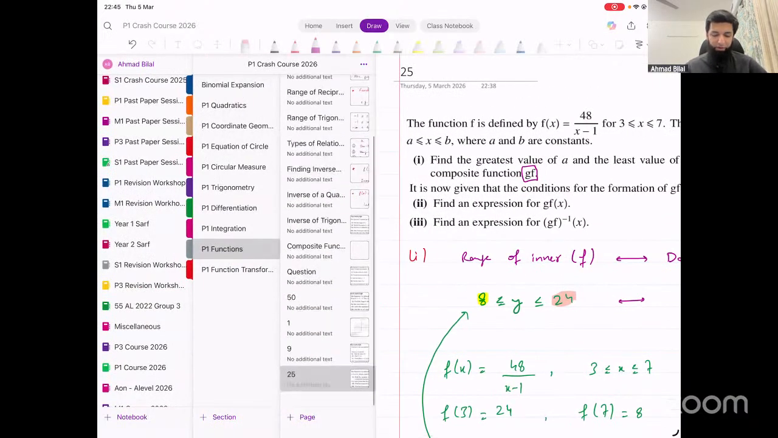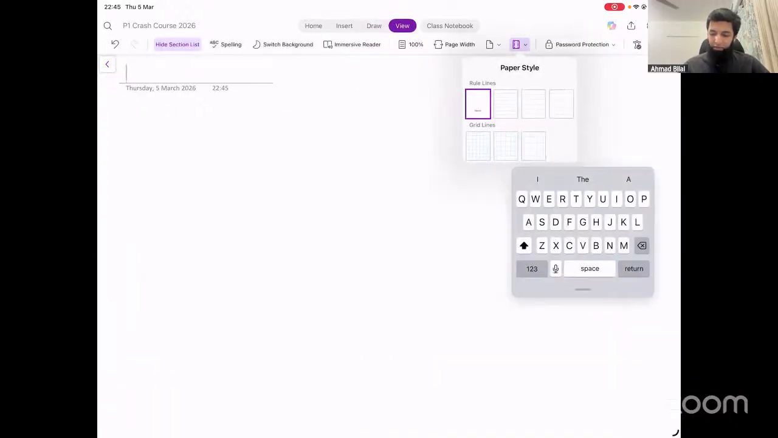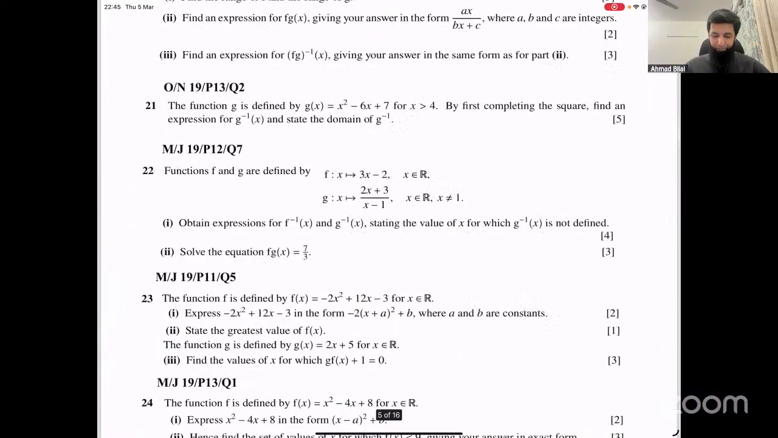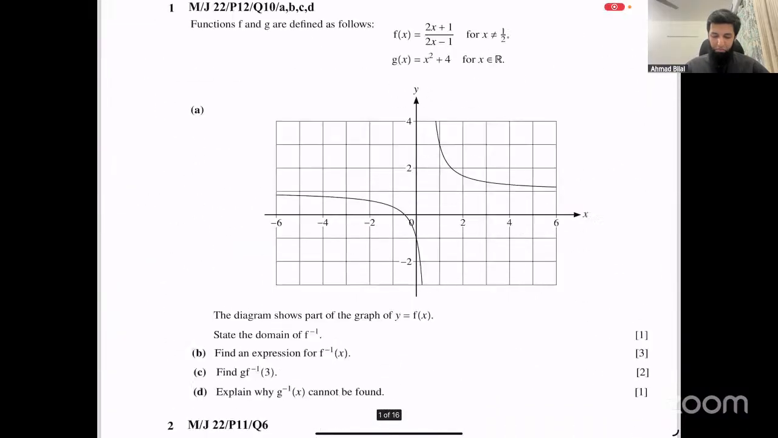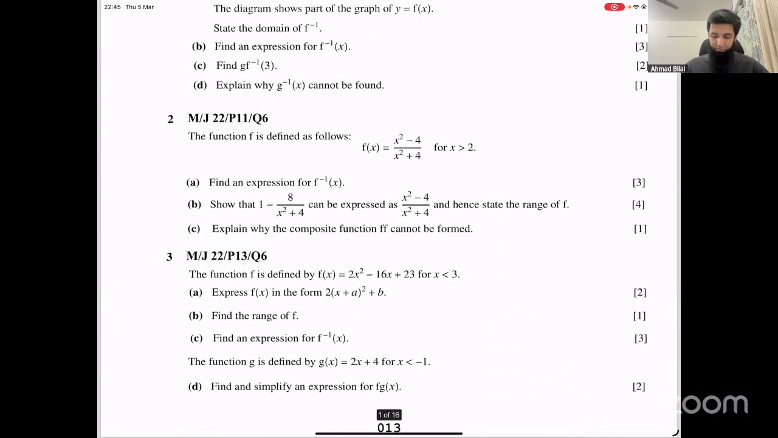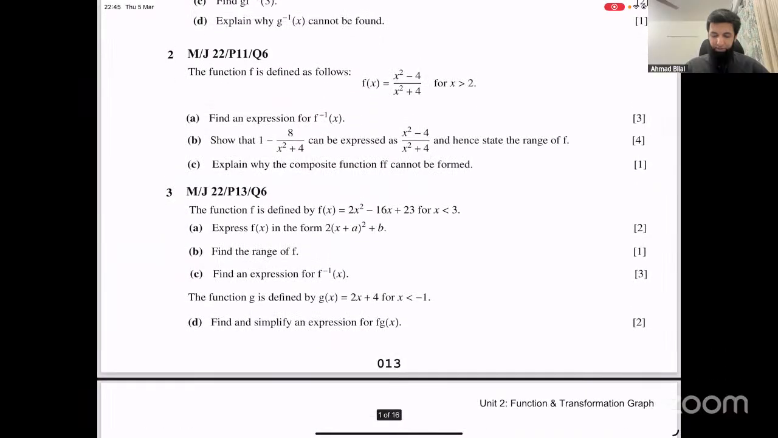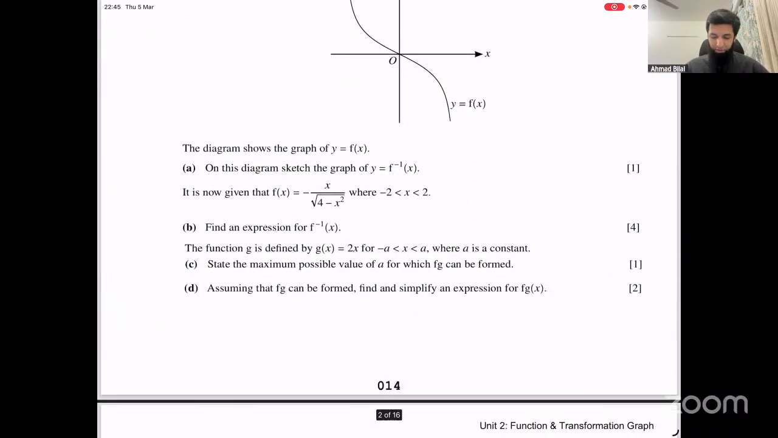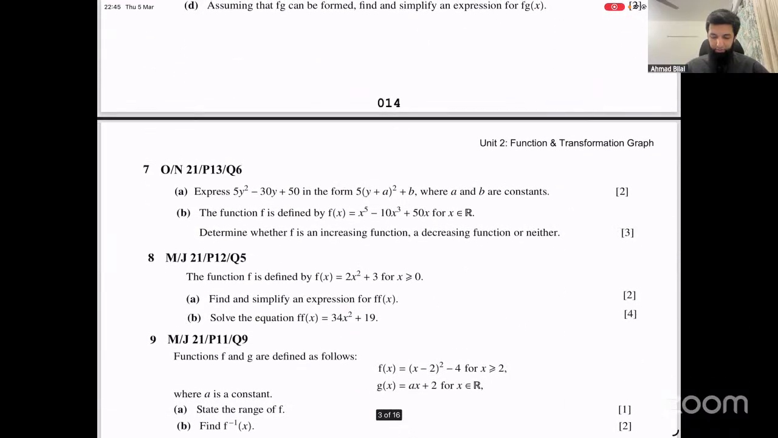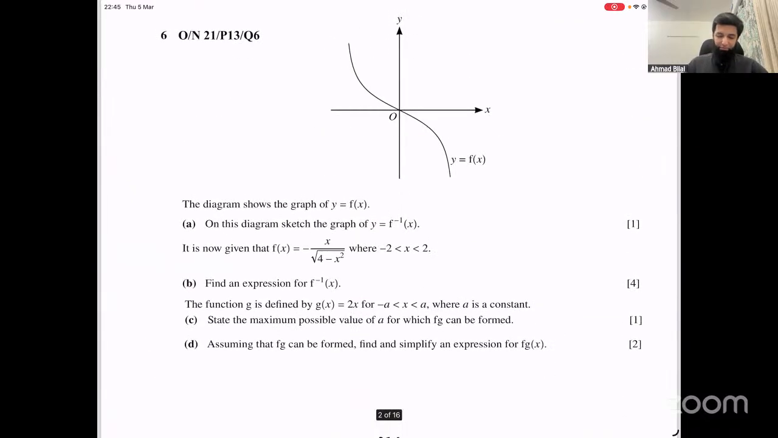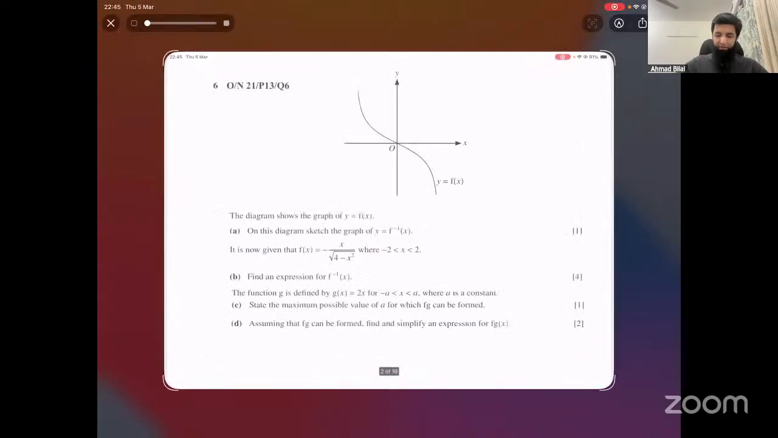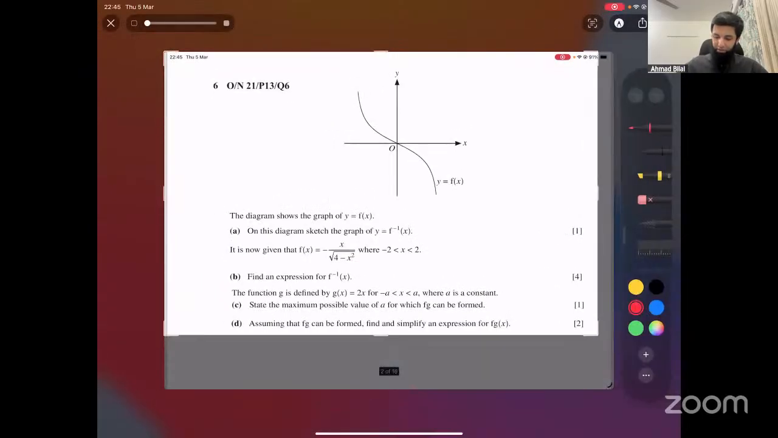Okay, this was question number 25. Now let's have a look at another. Let's try this. Question number 6 from the worksheet. Let's try this. Question number 6.